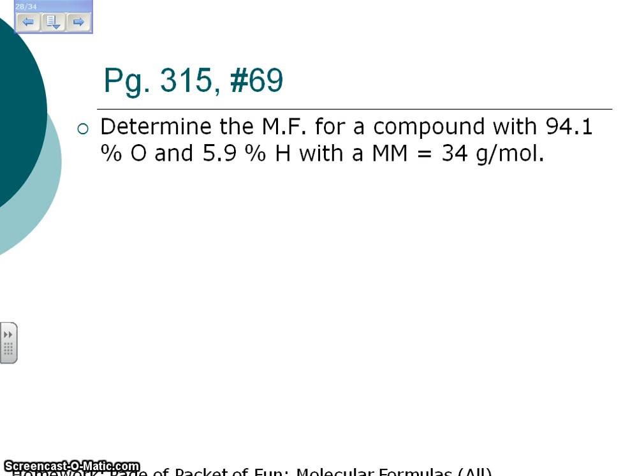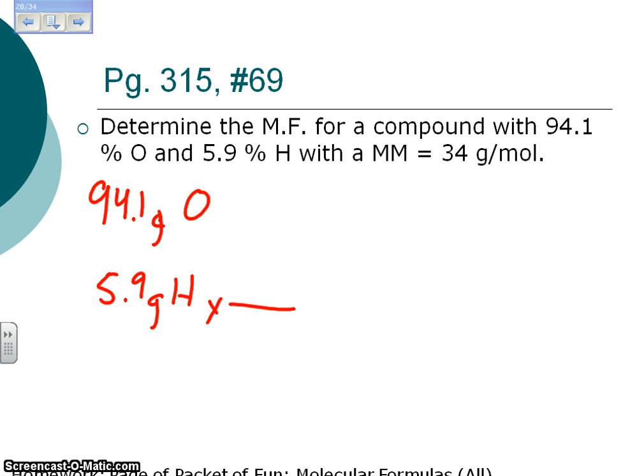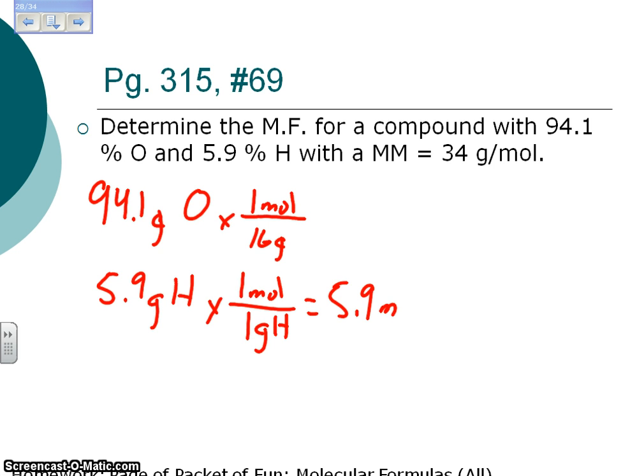So first step is going to be to assume 100 grams. So we have 94.1 grams oxygen. We have 5.9 grams of hydrogen. We're going to convert each of the grams to moles. This gives us 5.9 moles hydrogen, and 94.1 divided by 16 gives us 5.9 moles oxygen.